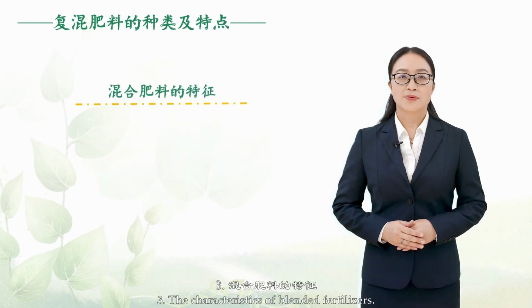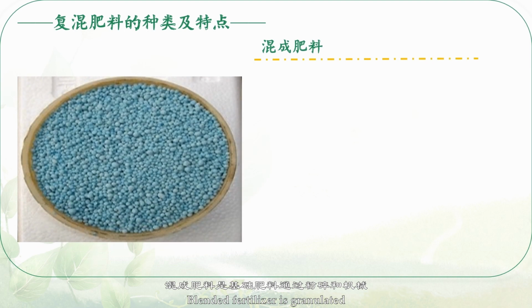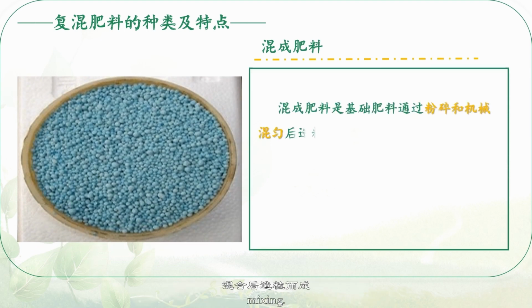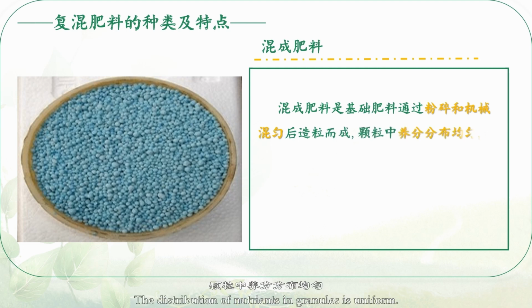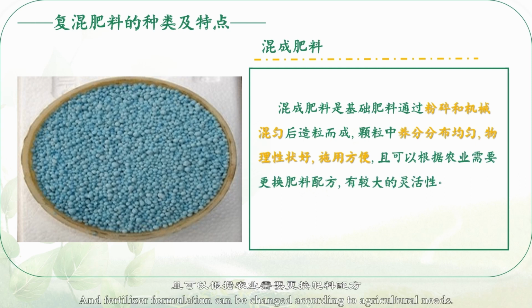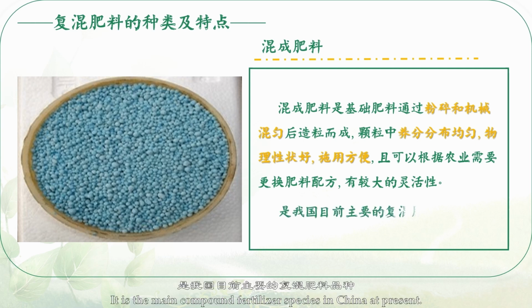3. The characteristics of blended fertilizers. Blended fertilizer is granulated from the base fertilizer after crushing and mechanical mixing. The distribution of nutrients in granules is uniform. It has good physical properties, and it is convenient to apply. The fertilizer formulation can be changed according to agricultural needs, so there is greater flexibility in it. It is the main compound fertilizer species in China at present.